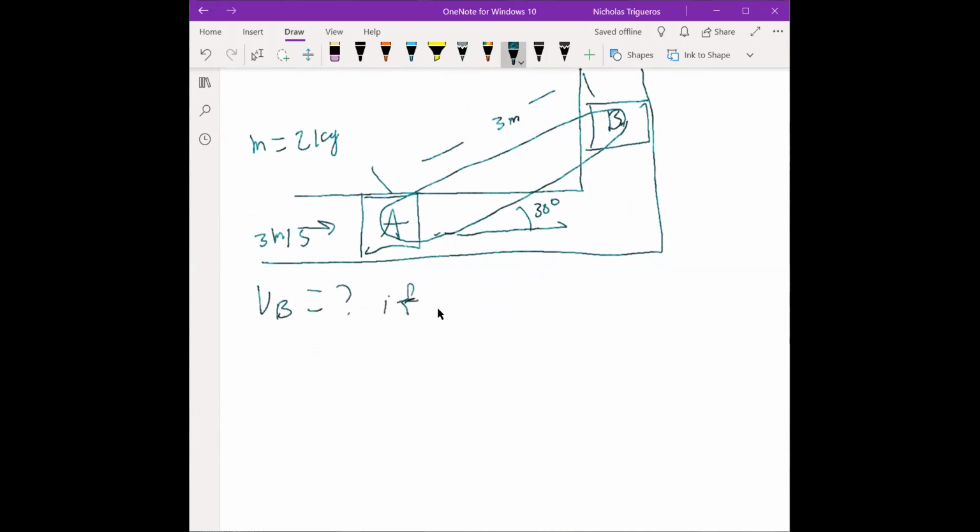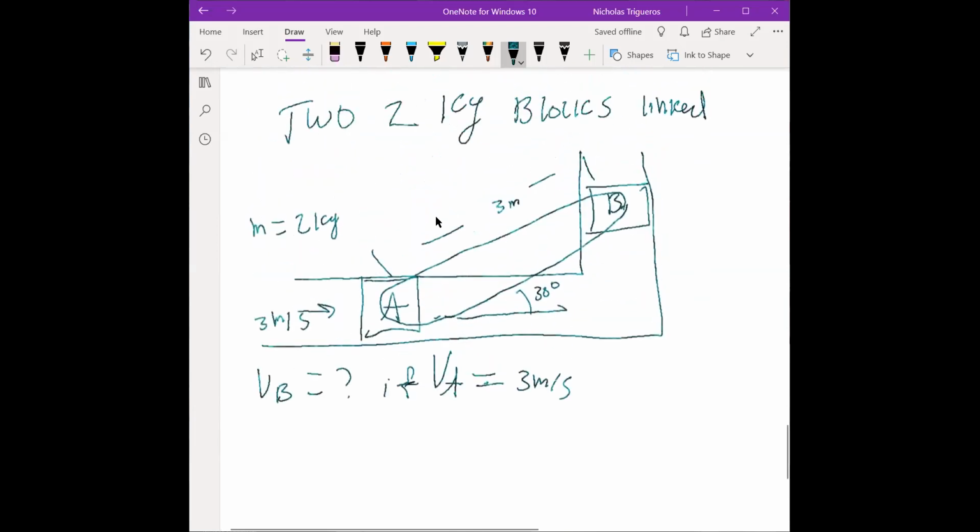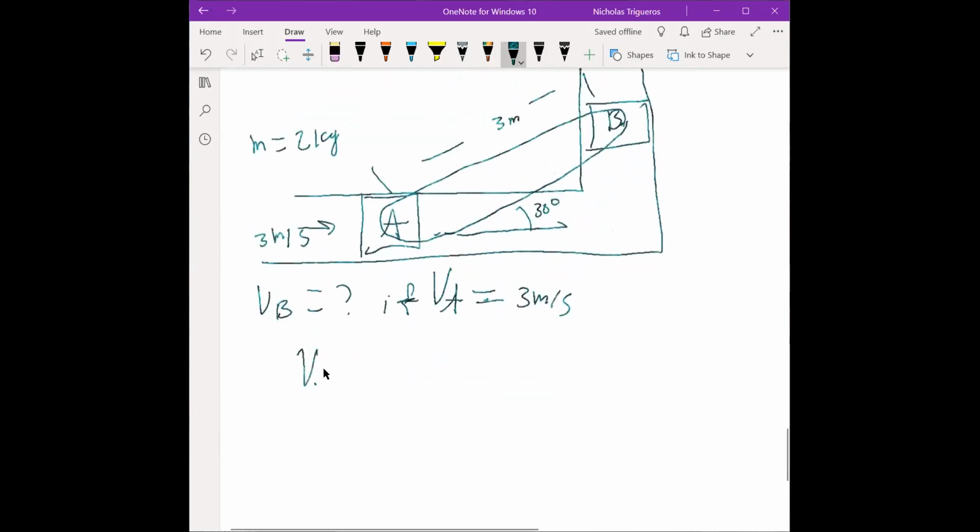If V of A is equal to 3 meters per second, we have to relate stuff here. What should we do? If I remember the class, there's that relation, V_A over something equals V_B over something else. It's the velocity relative to the other.